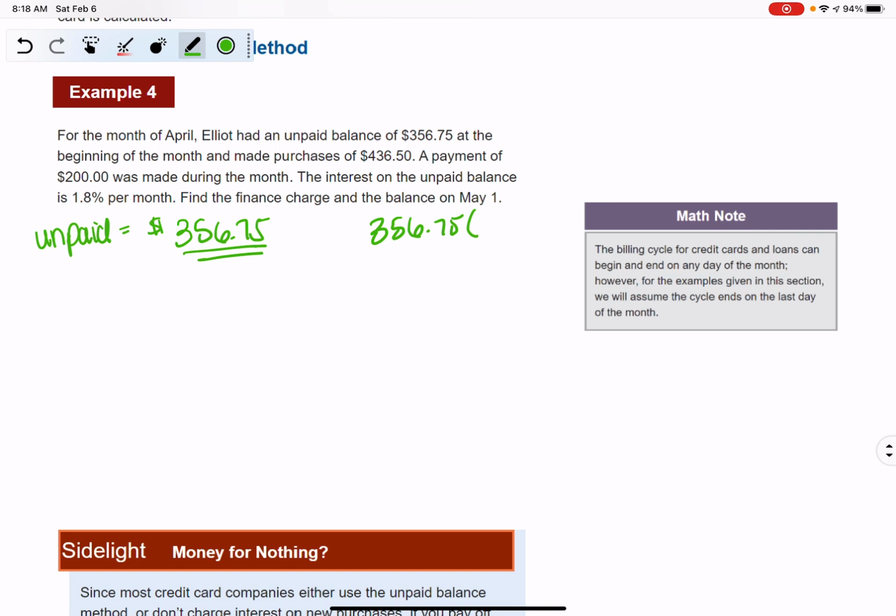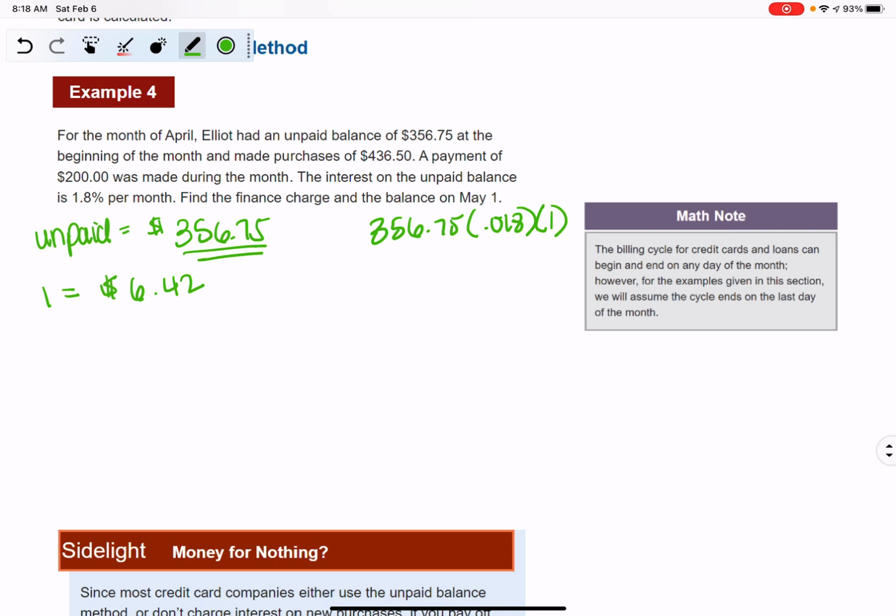$356.75 times our rate, 0.018 times 1. Okay, so our interest will give us about, let's punch that in to be sure, 356.75 times 0.018 times 1, which would just be what it is. So it'll give us about $6.42. Okay, so that's our interest.